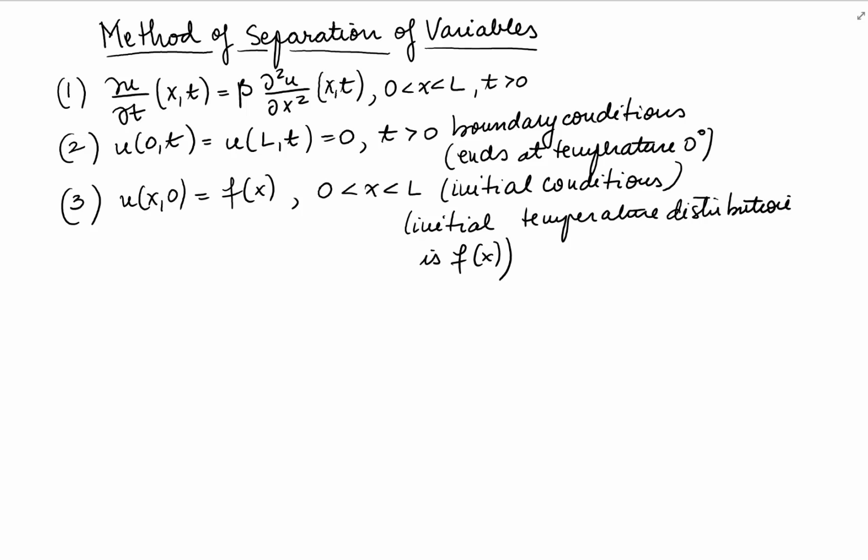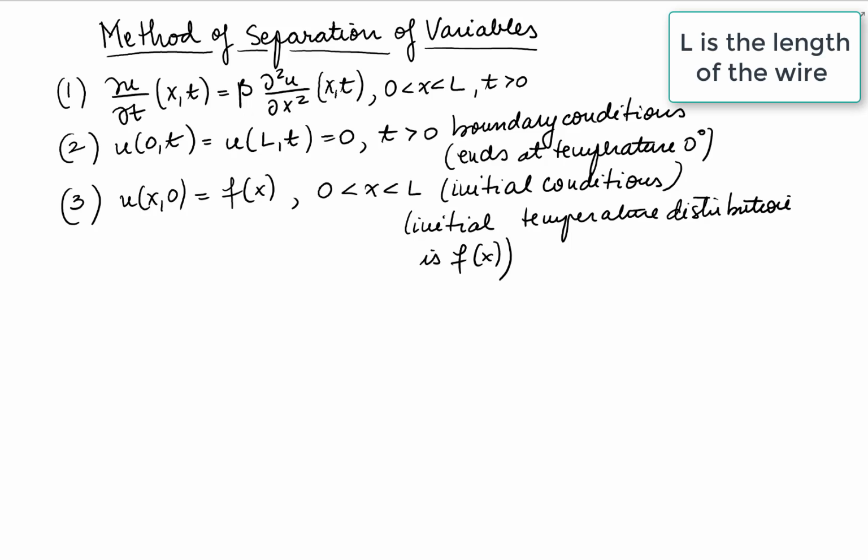In this video, we'll discuss the method of separation of variables for the problem listed below. So we have the partial differential equation du/dt as a function of x and t, where x is the position and t is the time, equals beta times the second derivative of u with respect to x, as a function of x and t, where x is between 0 and L, t is greater than 0.